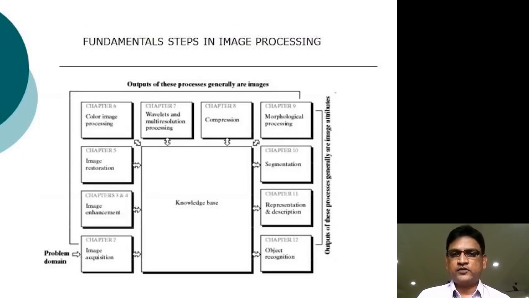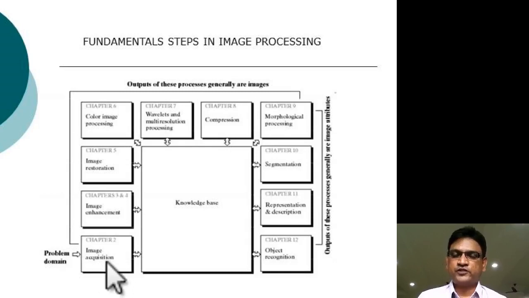Next, coming to the fundamental steps which are involved in the entire digital image processing as a whole, this is the block diagram where we can see that the first is the problem domain. So the problem domain means the scene that is to be captured as an image and which has to be processed. So before we want to process, we should have the digital image. So what we have to do? We have to capture that entire scene of the objects in the form of a digital image.